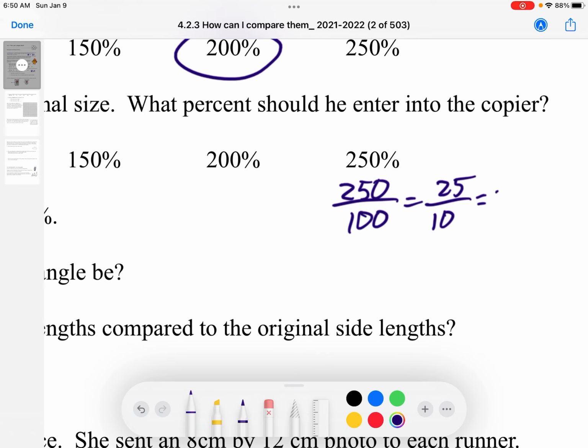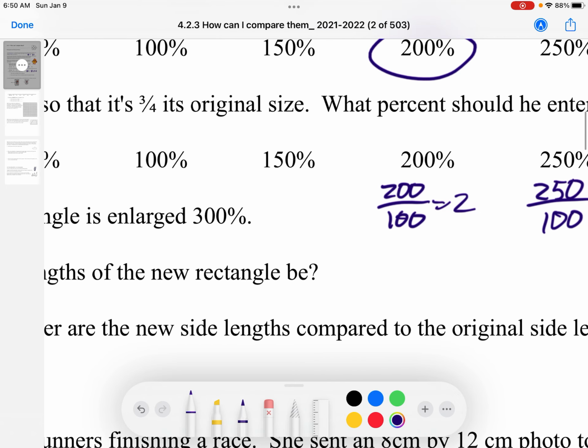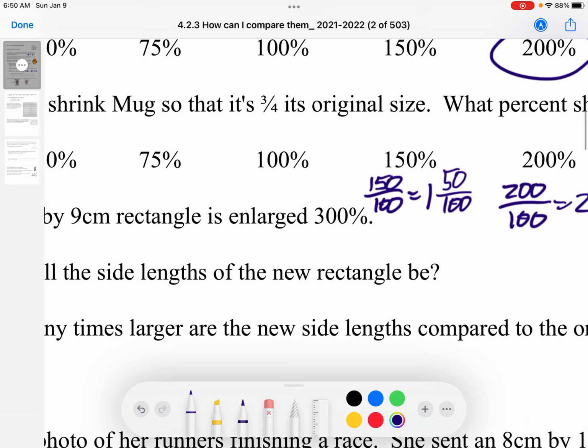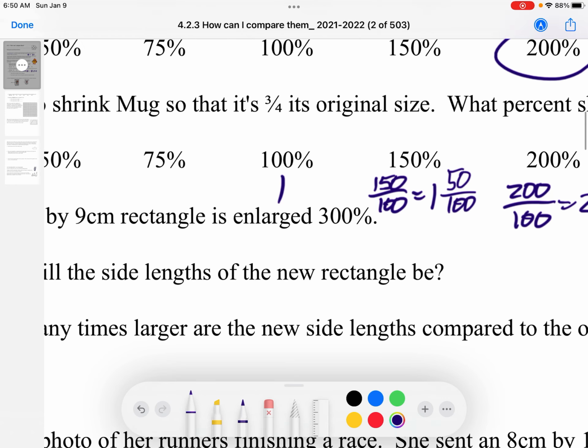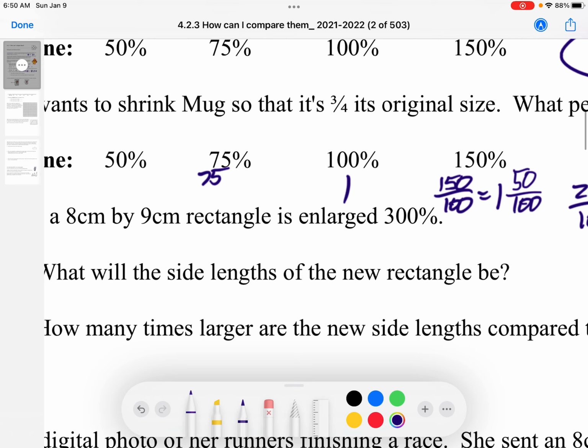But what we should recognize is this is not getting me to 3/4. We already determined that this is 200 over 100, so that's 2. That's not going to work. This one's 150 over 100, so that one would, hopefully we see already, be 1 50/100. That's not going to work because that's not 3/4. We already know that that's 1. So 75 out of 100 is... all right, with some division, we do get to our 3/4.